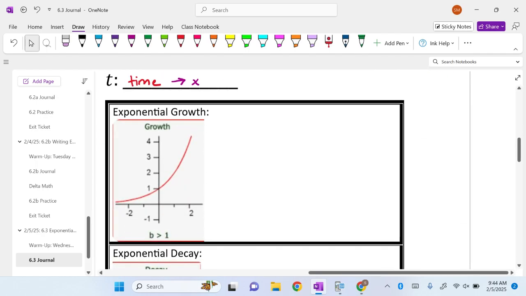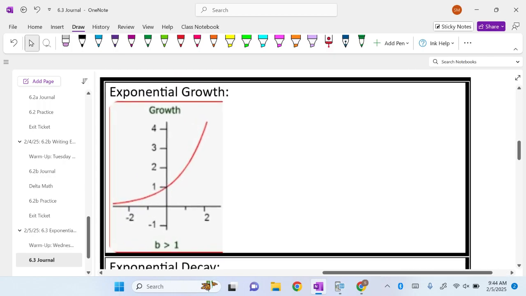Now, let's look at some other features of exponential growth and decay graphs. So, an exponential growth graph. This is an example of an exponential growth graph. What type of exponential graph does this look like that we've already seen before?